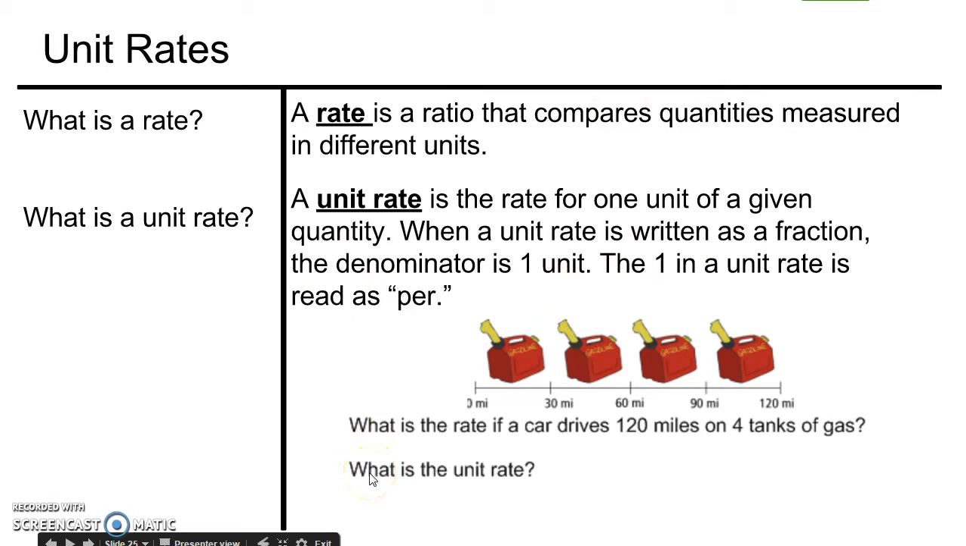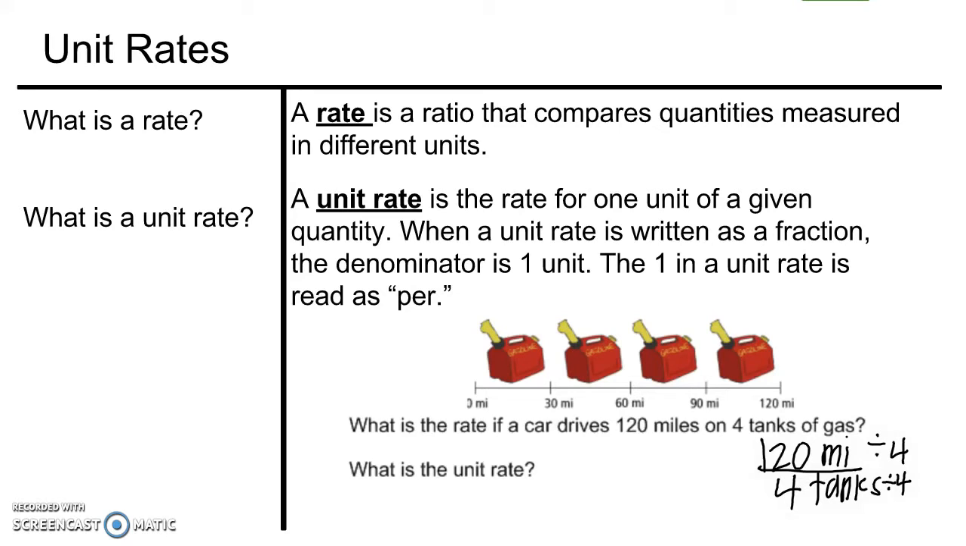So here we have an example. What is the rate if a car drives 120 miles on 4 tanks of gas? So we would write that rate as a fraction. We want to make sure we label the units. 120 miles for 4 tanks. That's just the rate. Now, when they ask us for the unit rate, we are going to simplify this. We're going to divide by whatever number is in the denominator. And that's going to give us 30 miles per 1 tank. So we divide by whatever the number is in the denominator so that we get the denominator to equal 1. That's going to be our unit rate.